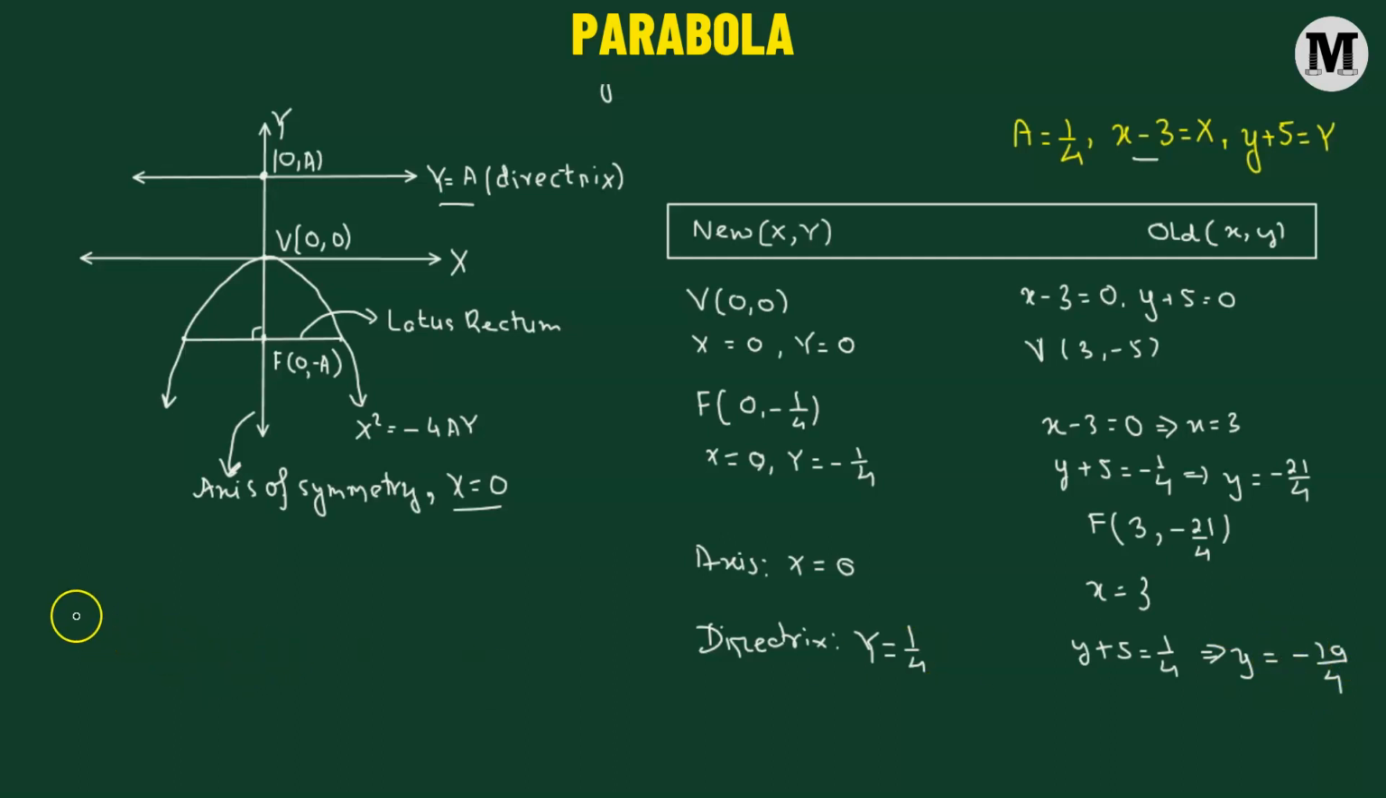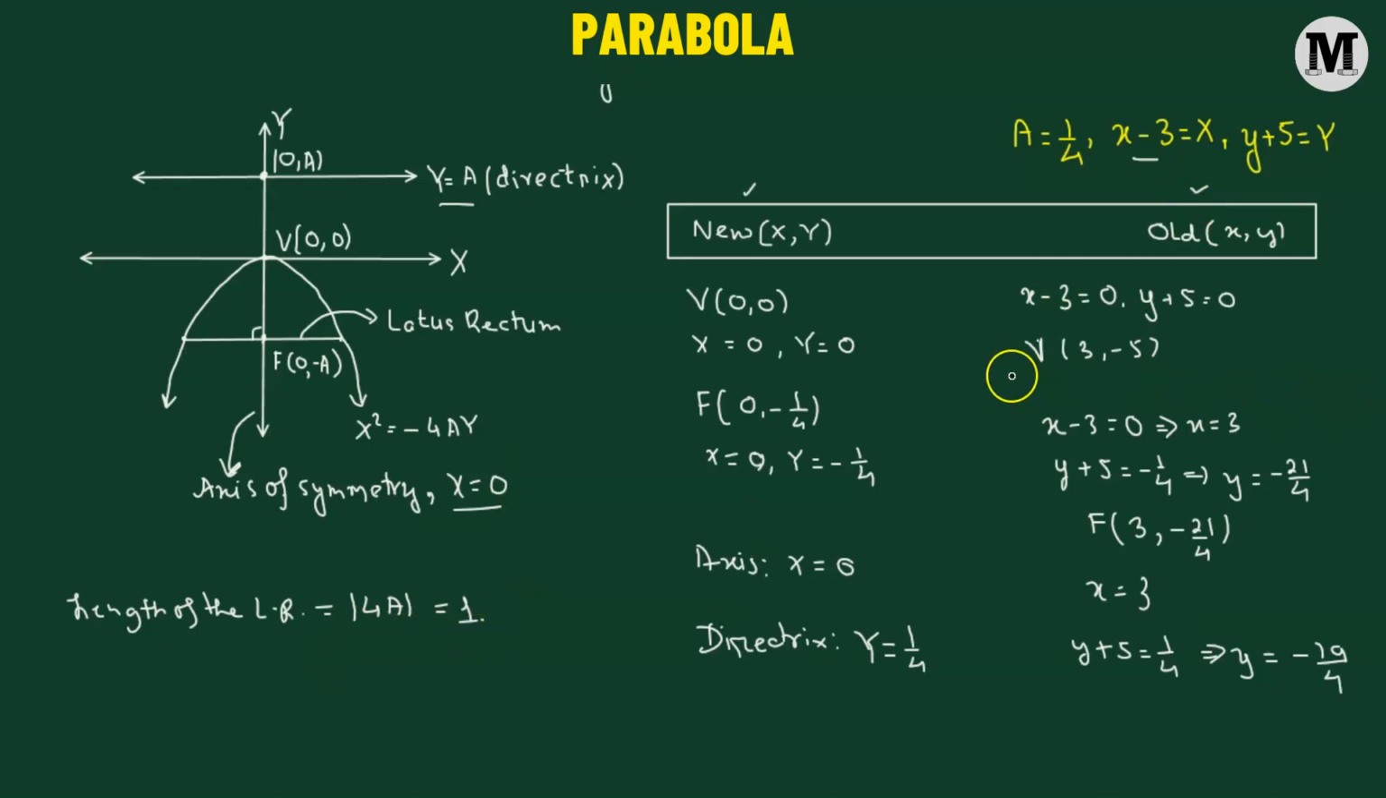And finally, we are going to compute the length of the latus rectum. The length of the latus rectum will be given by the absolute value of 4 times a. Since the value of a is 1 over 4, this will be 1 unit. Now, this value is going to stay fixed because it is independent of the coordinate system, and also it talks about the shape of the parabola. So it doesn't matter whether we are measuring in the new coordinate system or in the old coordinate system, the length of the latus rectum will always be 1 unit.